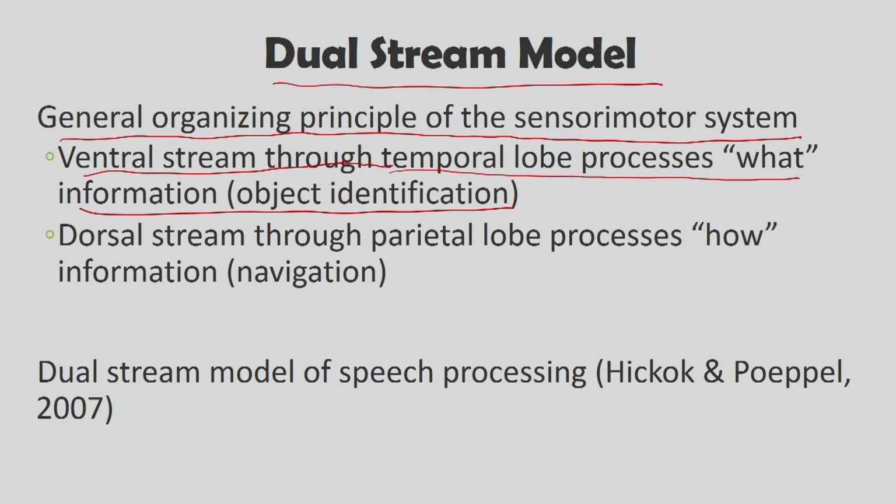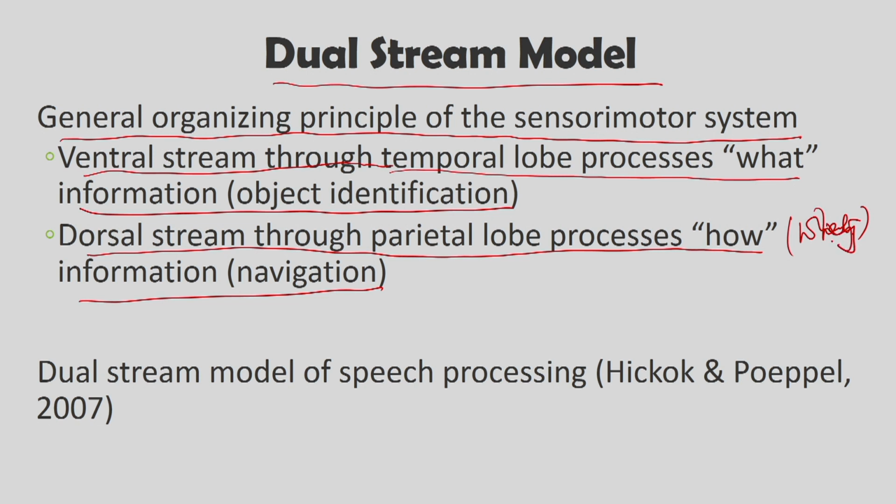In the visual ventral stream, the temporal lobe processes what information is being said, what is an object, so object recognition. And the dorsal stream, parietal lobe, from the occipital lobe, looks at something called how information. Earlier, it was called the where information, why am I seeing. Later on, it was identified as how. Since the dorsal stream is involved in navigation, it is about how that particular navigation has to be done.